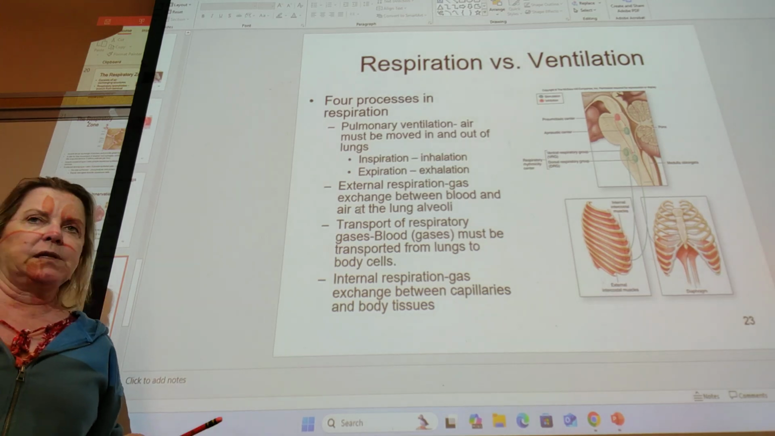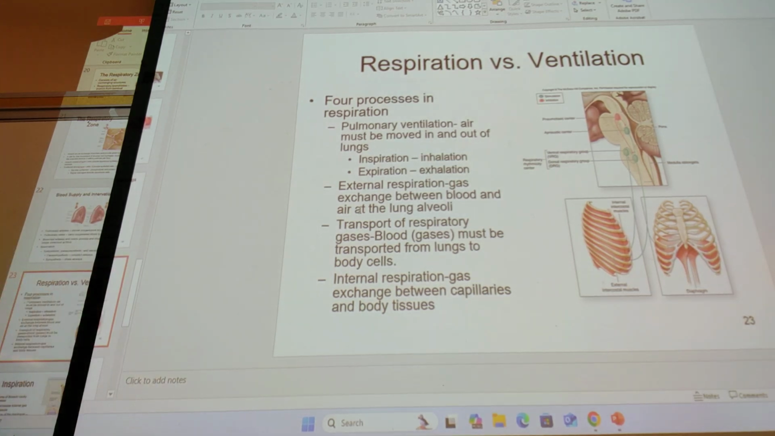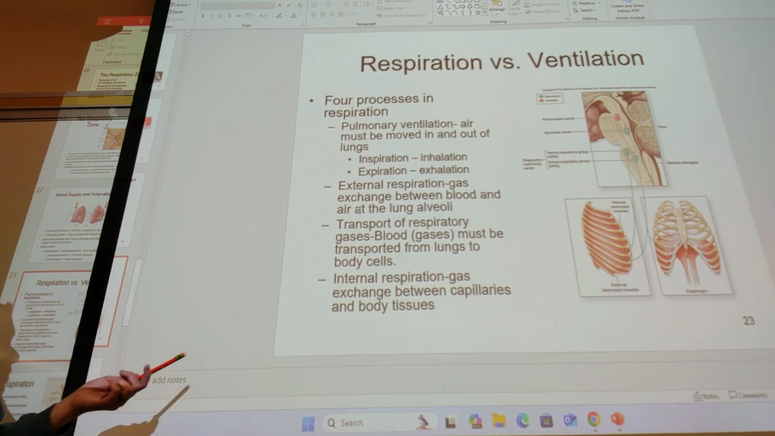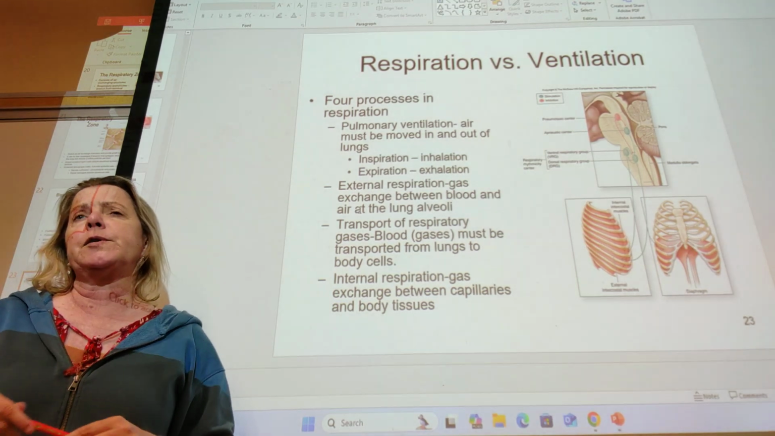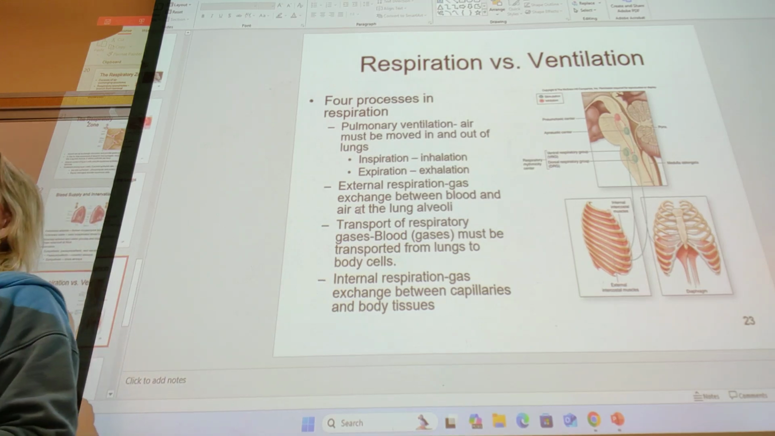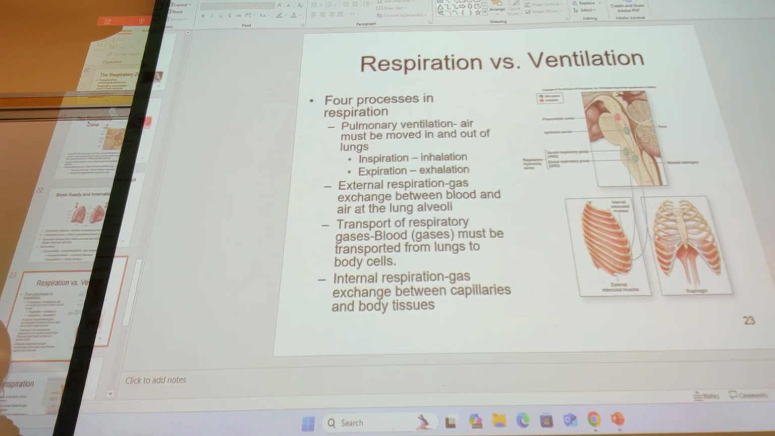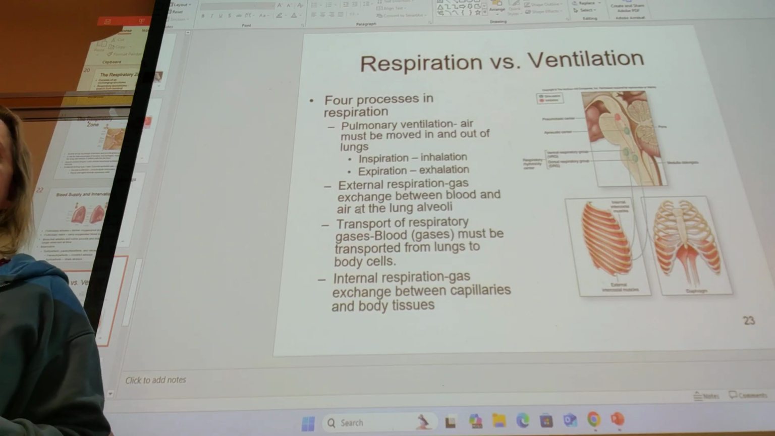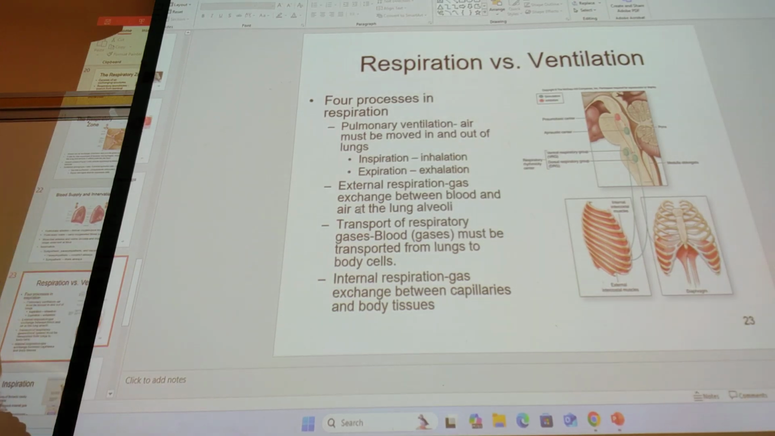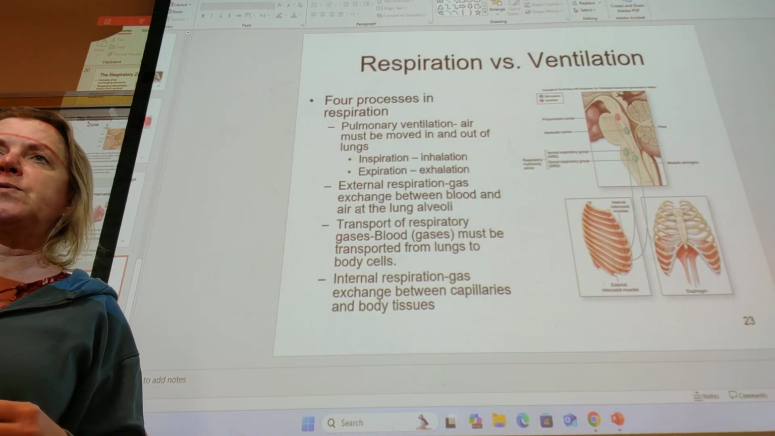Internal respiration means you're somewhere in a capillary bed in the body and you're having gas exchange again. Oxygen goes from the blood into the tissues and CO2 goes from the tissues into the blood. Cellular respiration is something that you learned in A&P 200, where we actually utilized oxygen as the final electron acceptor, and you learned about glycolysis and the Krebs cycle and the electron transport chain.